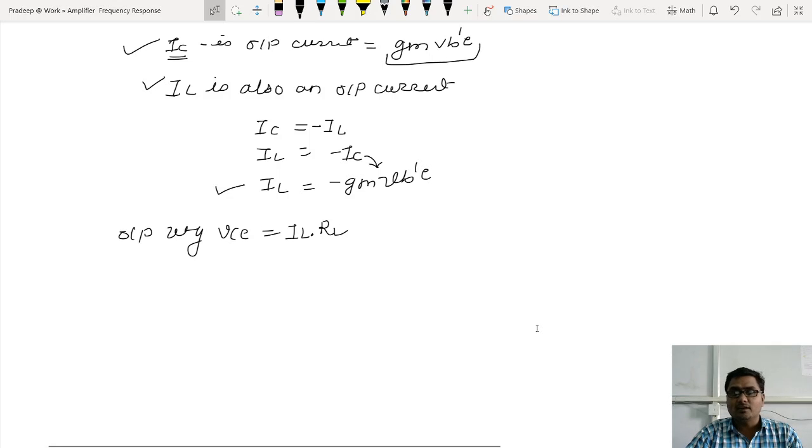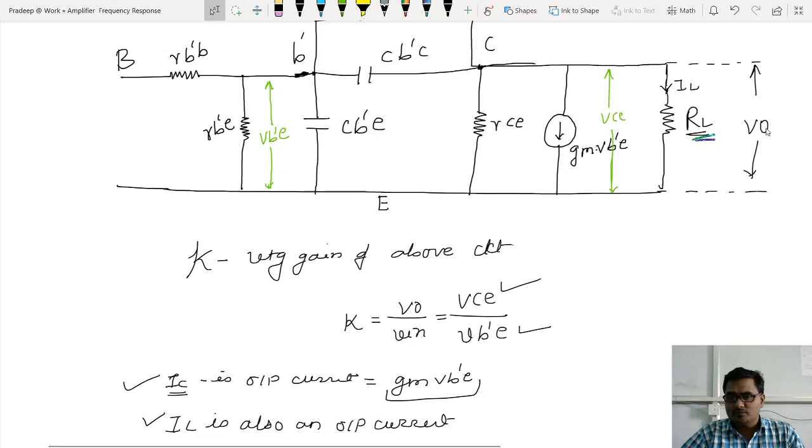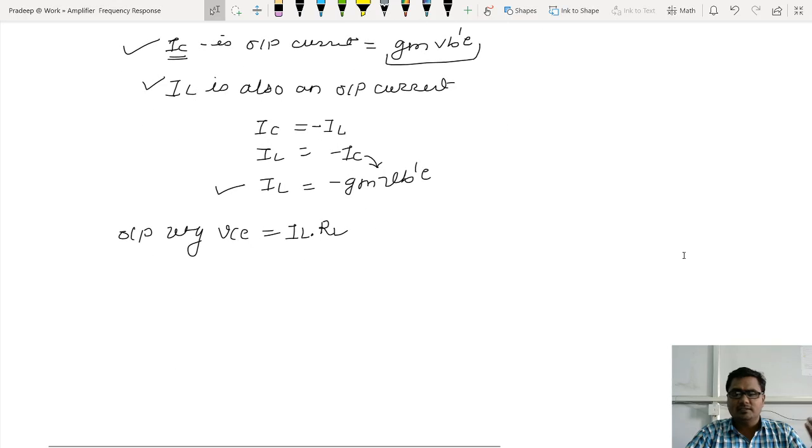Yes, see, I am writing output voltage. Look at this. This is the output voltage. So this output voltage is nothing but Vc that I have assumed. But what is that Vc? Load current multiplied by load resistor. Isn't it? Output voltage means output current multiplied by output resistor. Yes, it is completely valid.